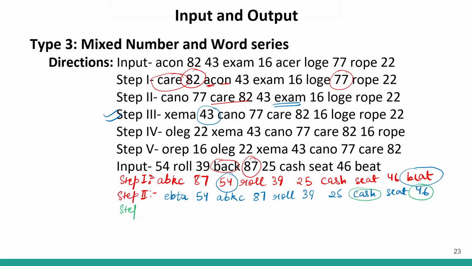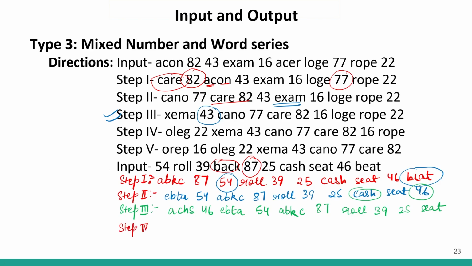So step 3 would be, first I would exchange position. So it will be ACHS. Correct? And we will get 46 over here. Then we will arrange it in the same manner. EBTA, 54, ABKC, 87. And same thing, roll, 39, 25 and seat. Okay, so same logic is being followed throughout. So let us make the next number also.